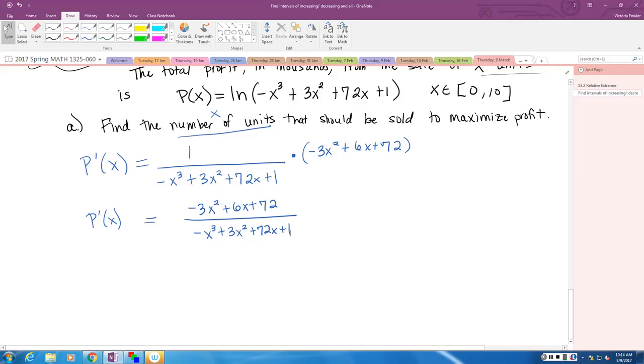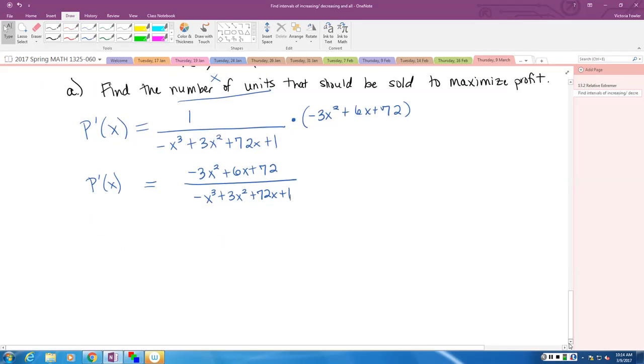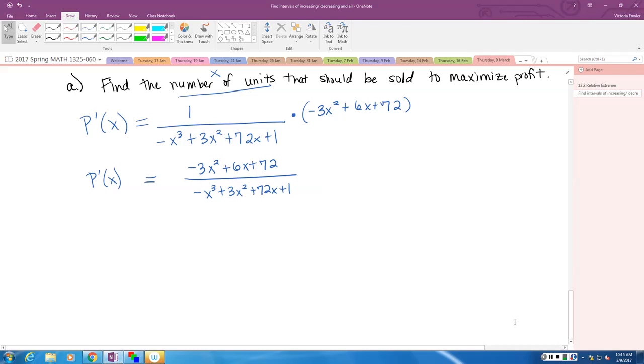Okay, so I've got to look at this and find the critical numbers. So what do I do? I'm going to find where p prime of x equals 0, or where p prime of x does not exist. Help me out with thinking about that. I like looking at where something does not exist with a rational function right away, because you go, I can't divide by 0. So I really don't want the denominator to be 0.